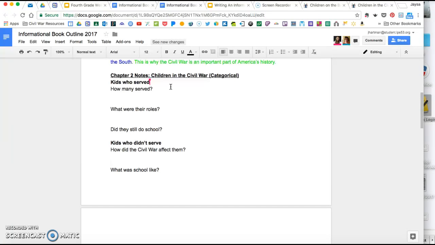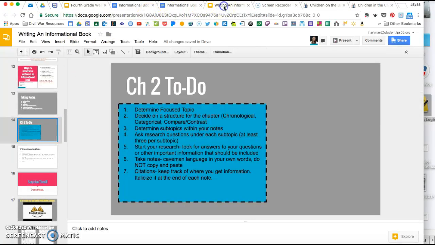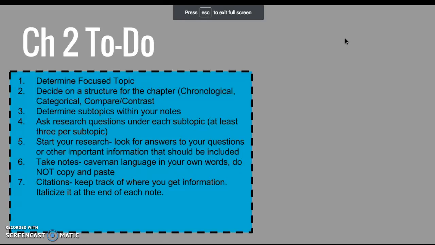So if you'll look here, I've made a little to-do list for us that your teacher will have up on the board while you're working, okay? And the first thing that we want you to do is to determine the focus topic. Give me a thumbs up if you feel like you've already done that. Everyone in this class should have their thumb up because you already know what your topic is, okay?